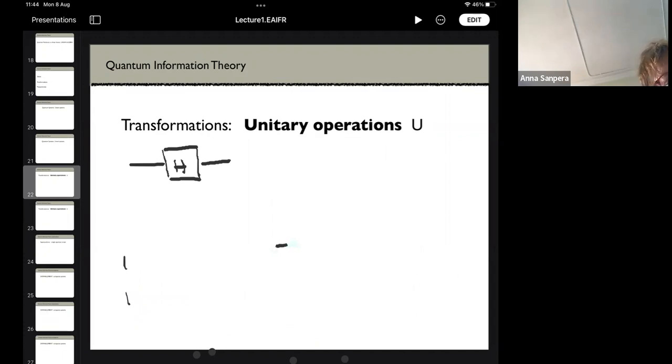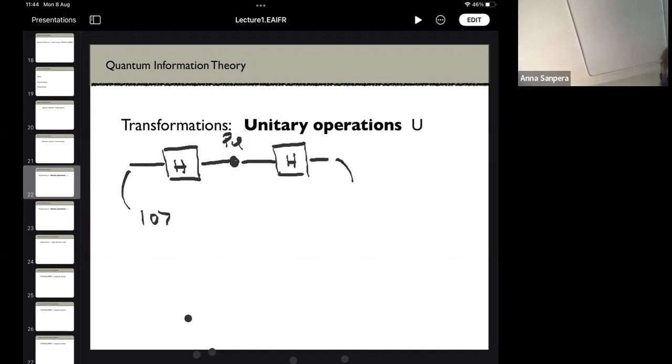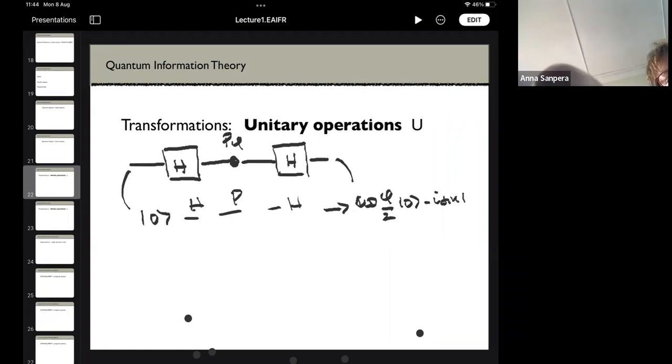Now it's very easy to say that if I have this thing, and here I put this phase, written like that, which is a unitary operation, and this is H. If my input is 0, after going through all these things, Hadamard, phase, Hadamard, the output will be the following: cosine of phi over 2 times 0, minus i. This is my output.